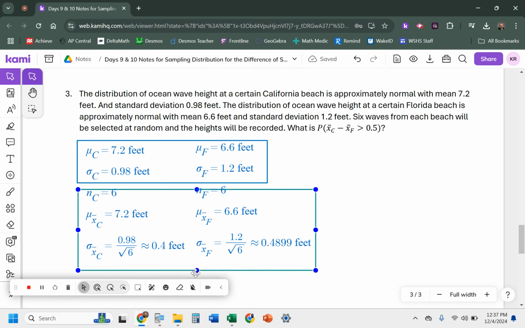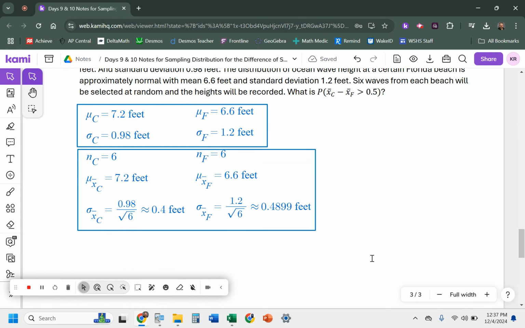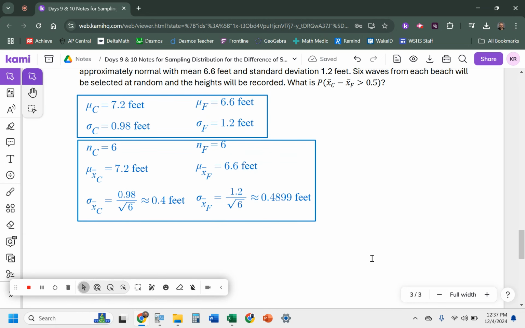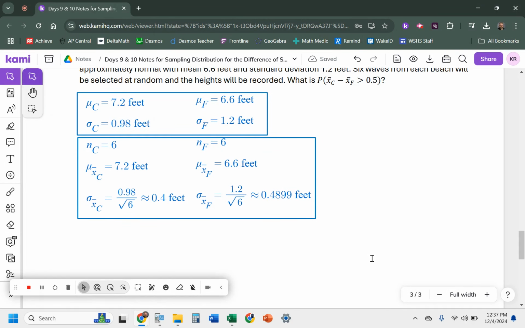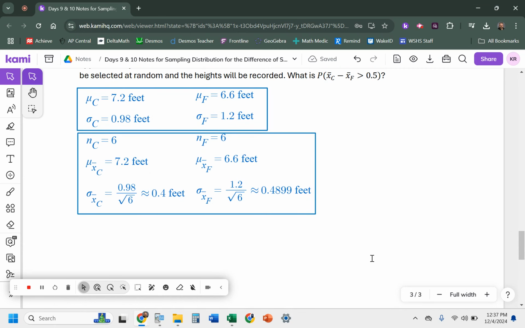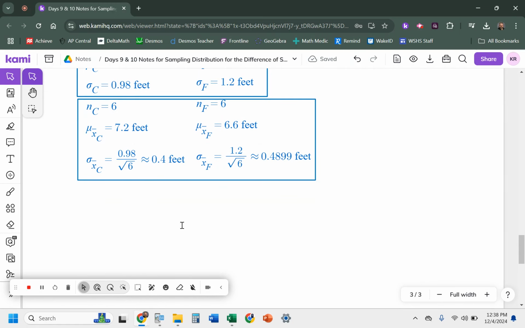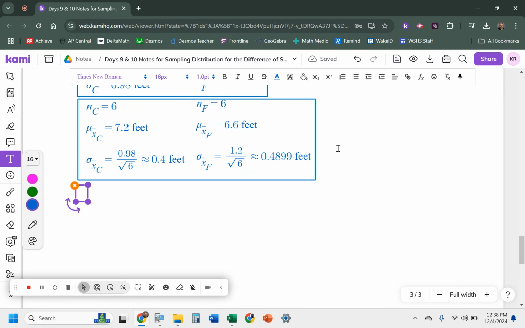So what I want to do now is take this information and calculate the probability that the difference would be more than 5 between the average wave height for the waves selected from the California beach minus the average height for the waves selected from the Florida beach. So while I have parameters for individual sampling distributions, now I need to come up with parameters for my combination, or my difference. What's the first thing I want to do? I want to find my center.